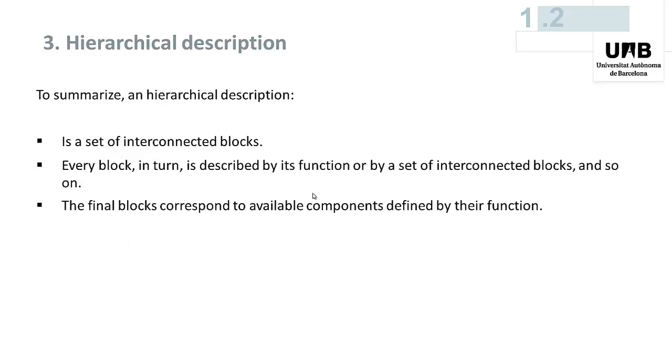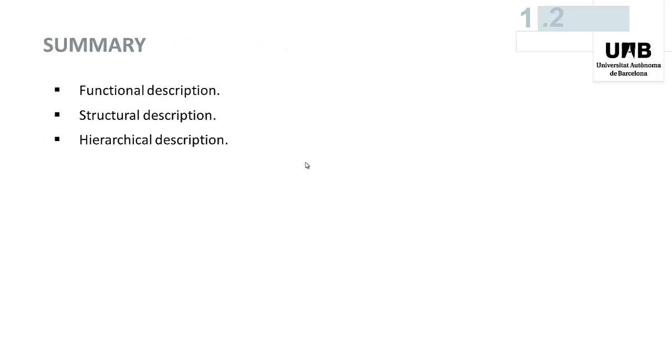To summarize, a hierarchical description is a set of interconnected blocks. Every block in turn can be described by its function or by a set of interconnected blocks, and so on, up to the last level, where the final blocks must correspond to available components defined by their function. Summary of this second lesson: we have given examples of functional description, structural description, and hierarchical description.